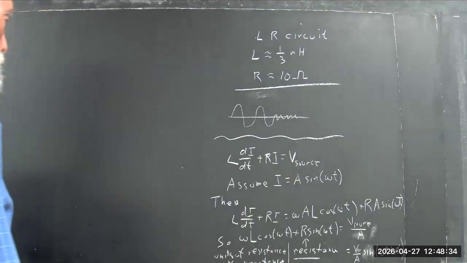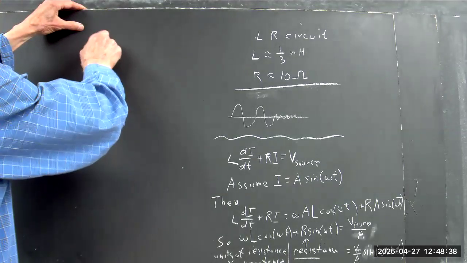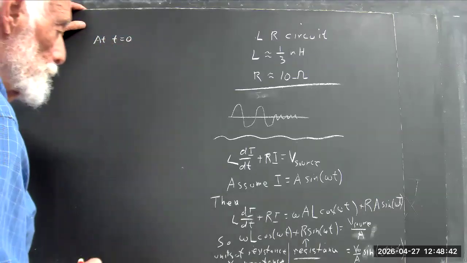Okay, so it's like you have this and this. Well, I want to draw a picture now. T equals 0.